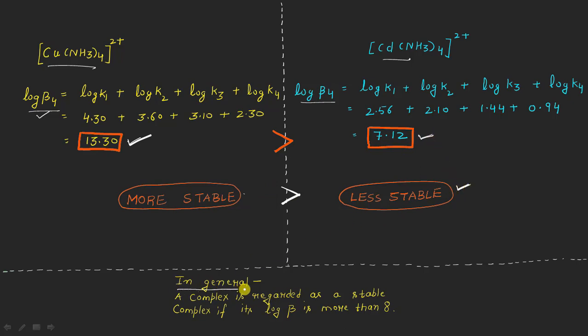So in general, we can say that a complex having a high value of the logarithm of beta will be more stable. And moreover, if any complex has a log of beta more than 8, that will be a stable type of complex, right? So in this case, you can see this value here is less than 8, so it is a very, very less stable type of complex, right?